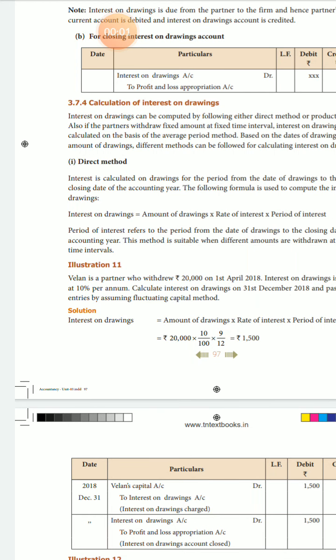Students, in the last class we studied the calculation of interest on capital. The formula is: interest on capital equals the amount of capital into the rate of interest. Today we will discuss one new topic, calculation of interest on drawing.